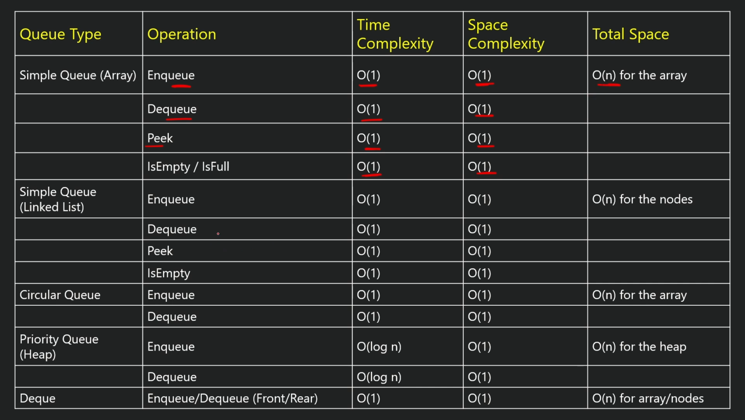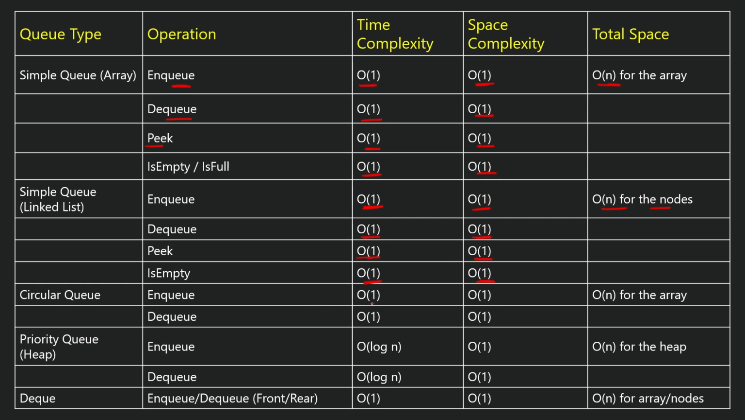Simple queue, linked list based. Enqueue: O(1), space O(1). Dequeue: O(1), space O(1). Peek: O(1), space O(1). Is empty: O(1), space O(1). Total space: O(n) for the nodes.